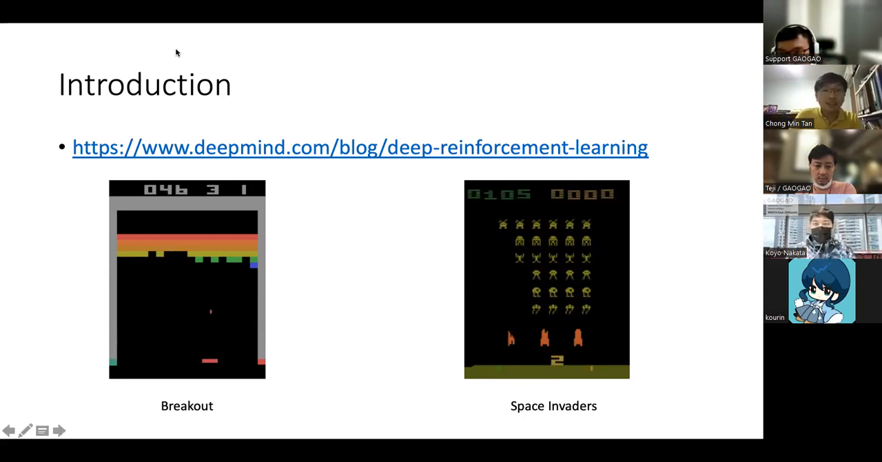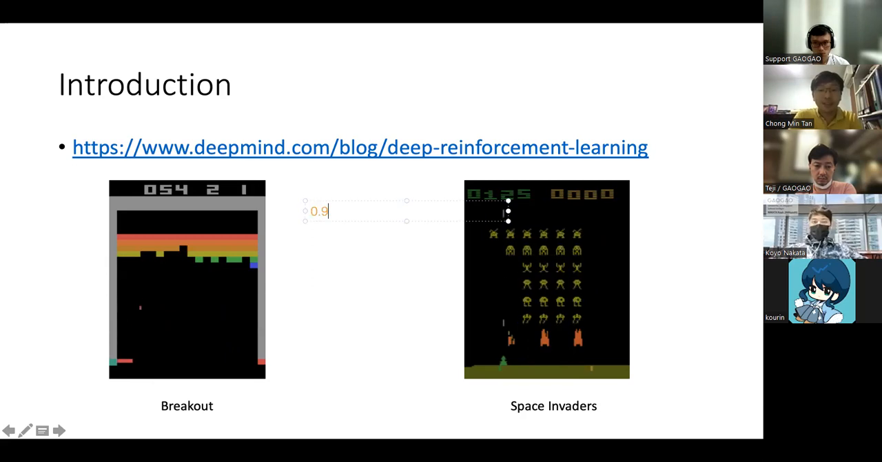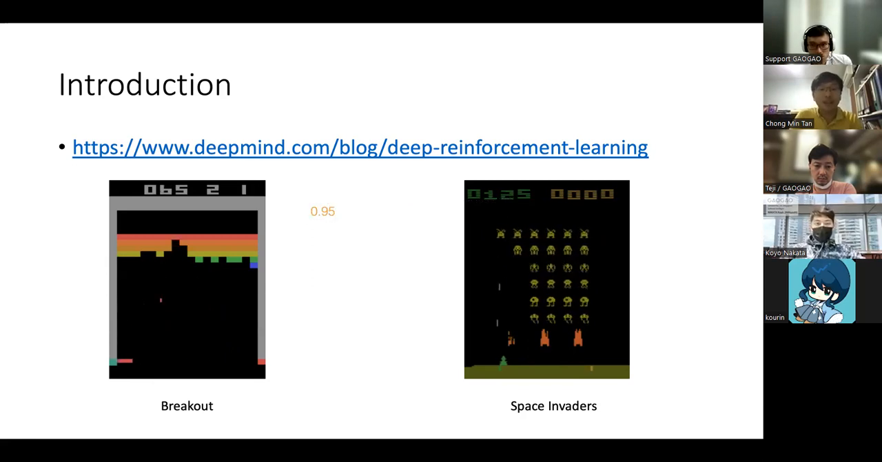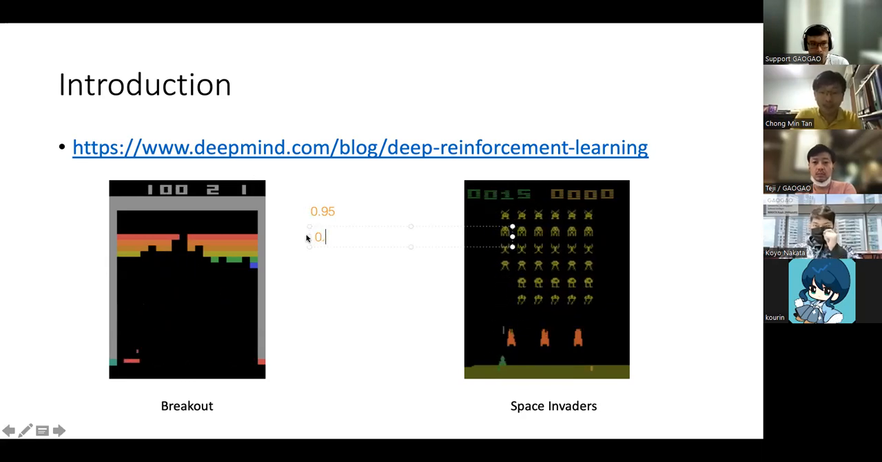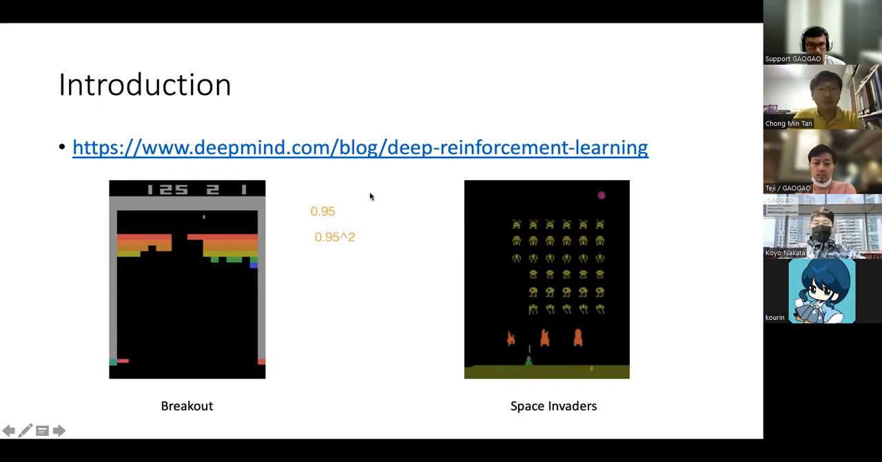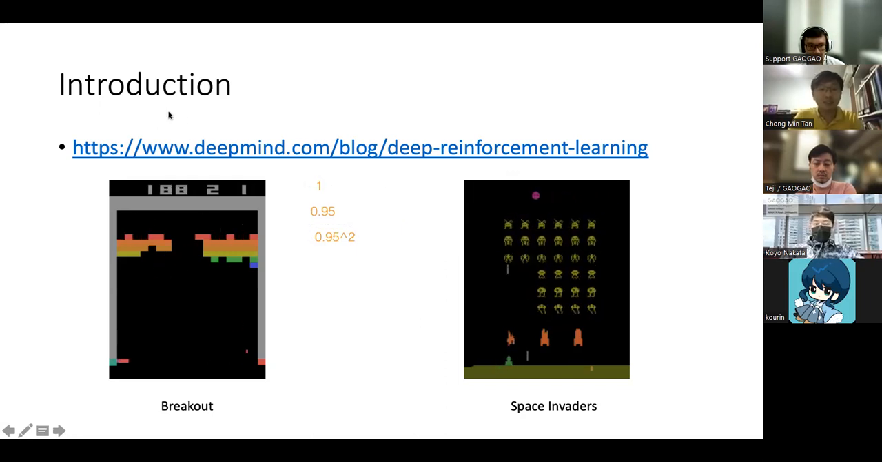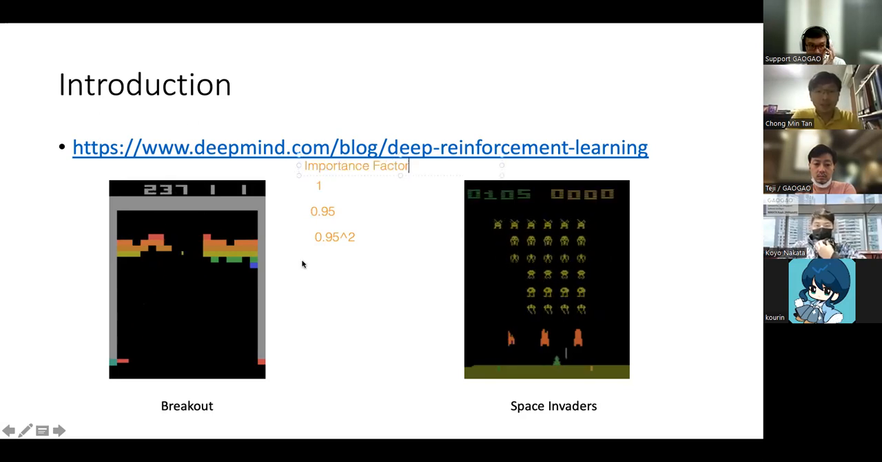The discount factor is like, if you do investment, your discount factor is like your interest rate or something. So it's like 0.95, which means your next state will be valued at 95% of the current state. The state after that will then be valued at 0.95 squared. So you can see that it gives less and less value to later states. Let's say this is the importance factor, and then you have a state over here.